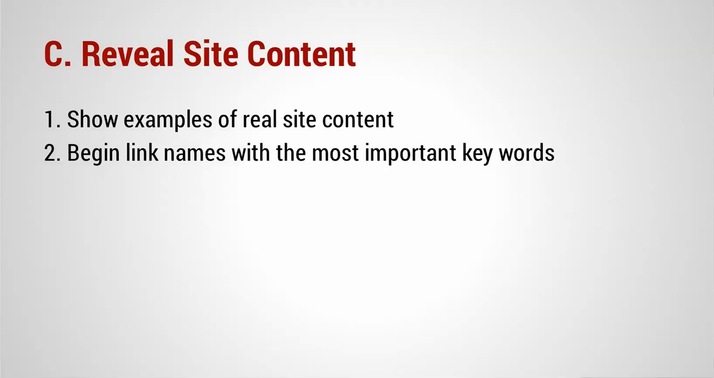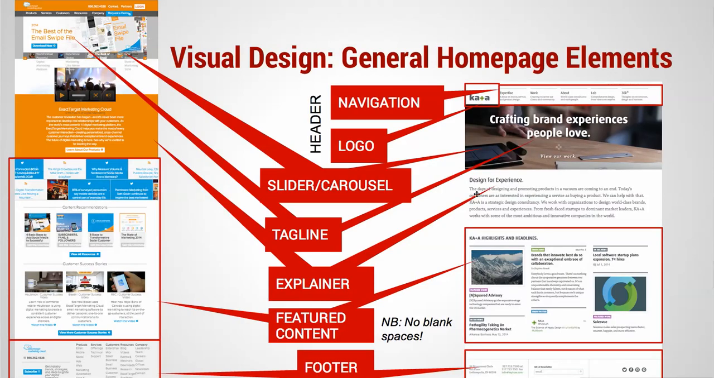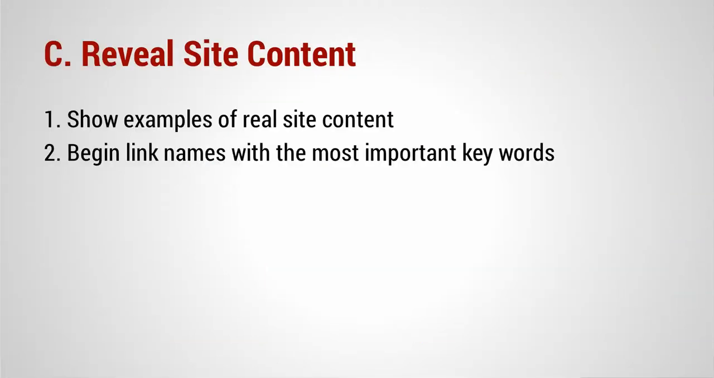Third, you want to reveal site content. So show examples of real site content. This is what you're going to do for those featured areas. And here, I'll go back. So here under the explainer, you have the featured content. And I said that, you know, you have to figure out how many modules you want to put here and what they are. Well, featured content is really just information from other parts of the site. So here, KA+A, it's just posts from their blog. Here on Exact Target, it's just tweets from their Twitter page, posts from their blog, and success stories from their success stories page. So let's look at those in a little more detail.